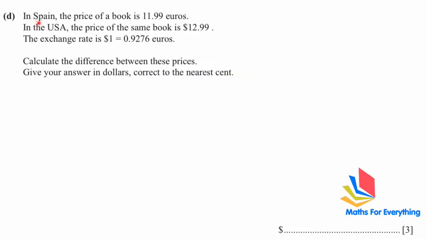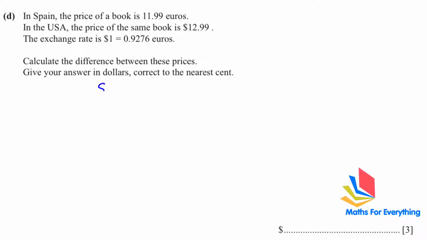Part D. In Spain, the price of a book is 11.99 euros. In the USA, the price of the same book is $12.99. The exchange rate has been given to us. We have to find the difference between the prices, and the answer must be in dollars, correct to the nearest cent. So let's write down for exchange of currency questions.